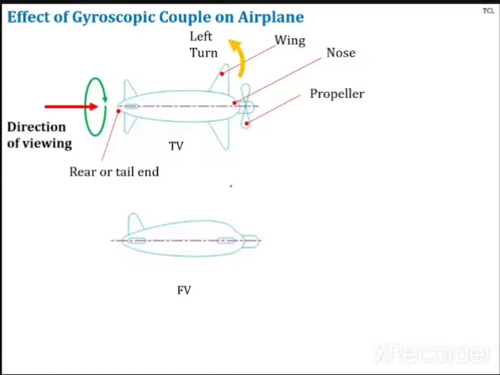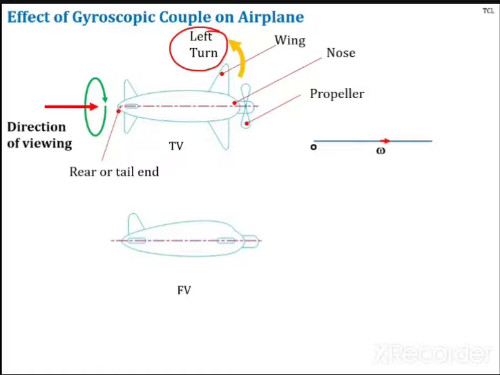Now, first of all, you have to understand. You have to take some application of torque. So application of torque means what? I am assuming that the aeroplane is turning left. Okay. Now, first of all, draw a vector diagram. Okay. So vector diagram means what?